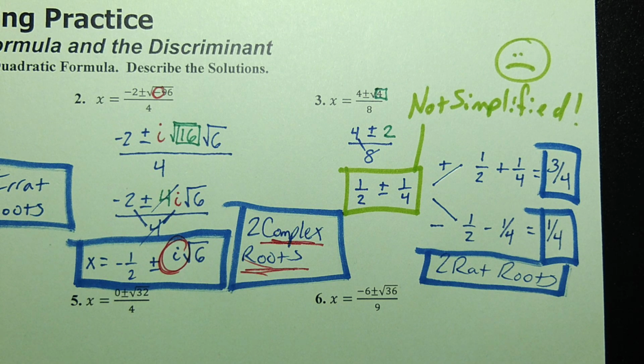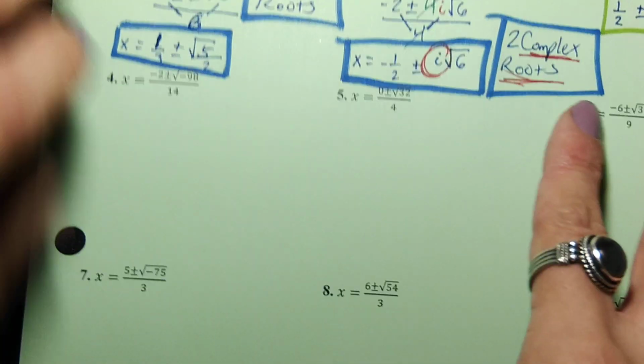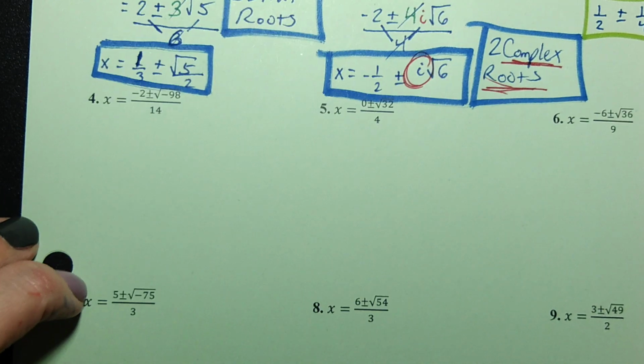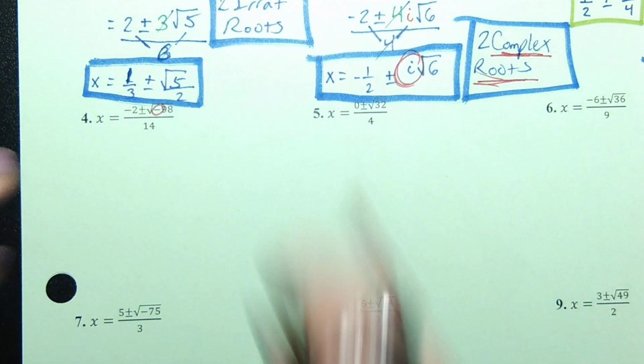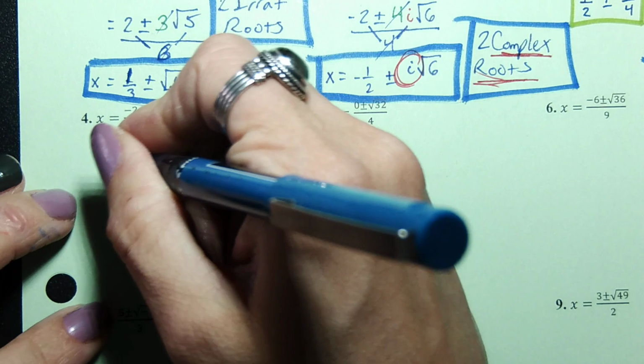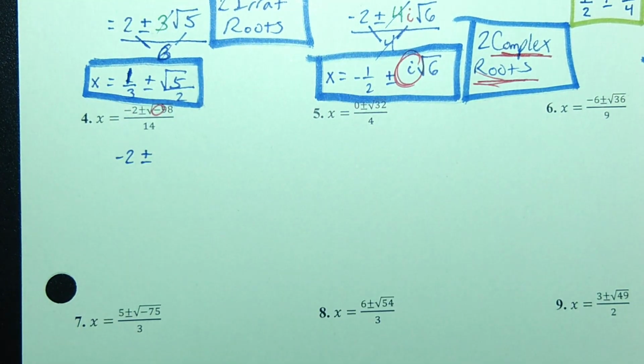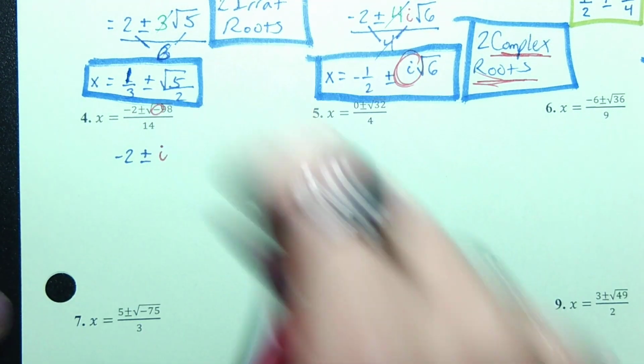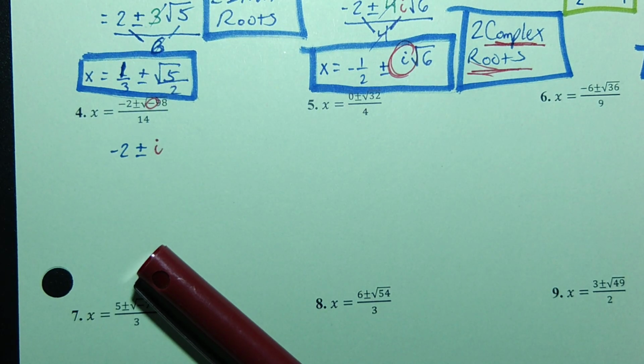Let's go ahead and look at the next one. Now, negative 98, as soon as I see that negative, we're going to take it out of the square root as an i. So negative 2 plus or minus i. Oh, okay. Here's the green sheet.